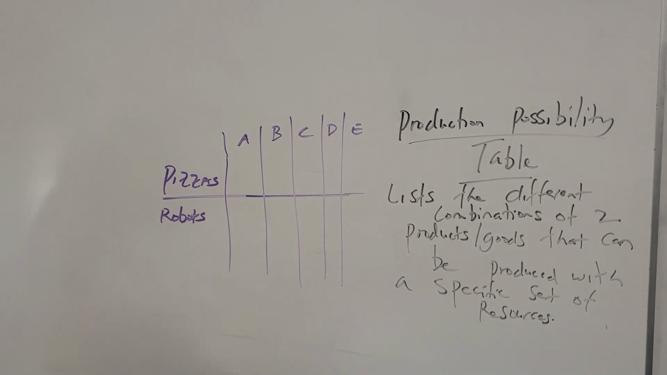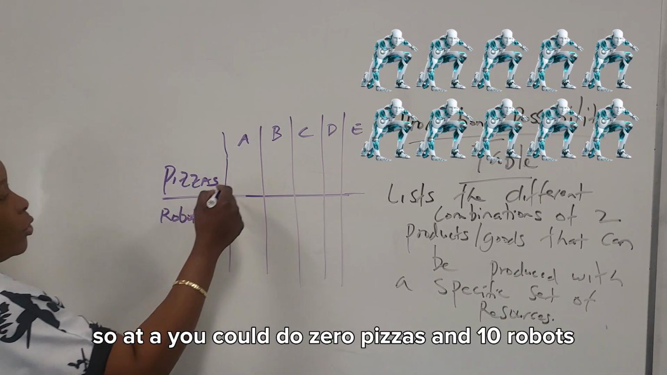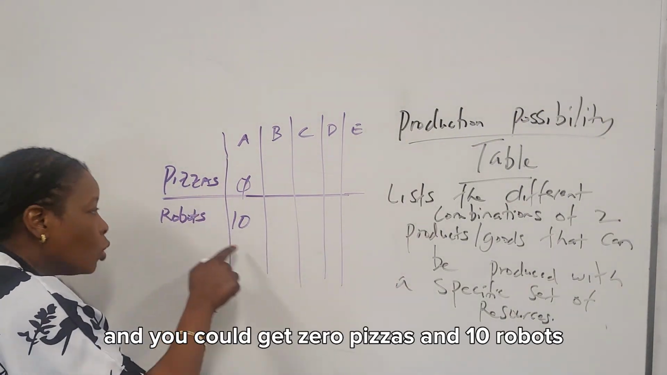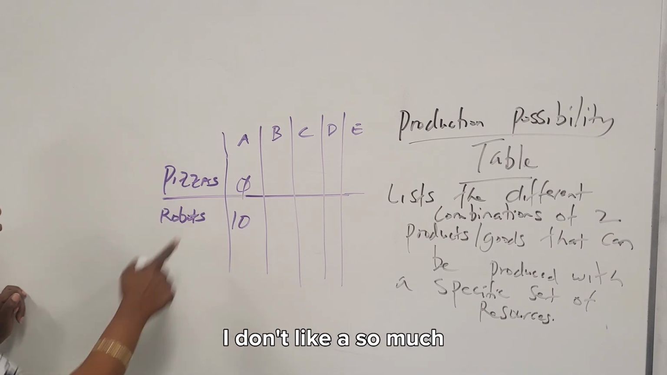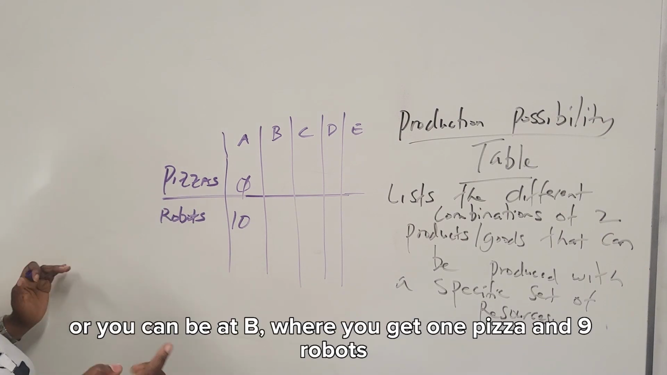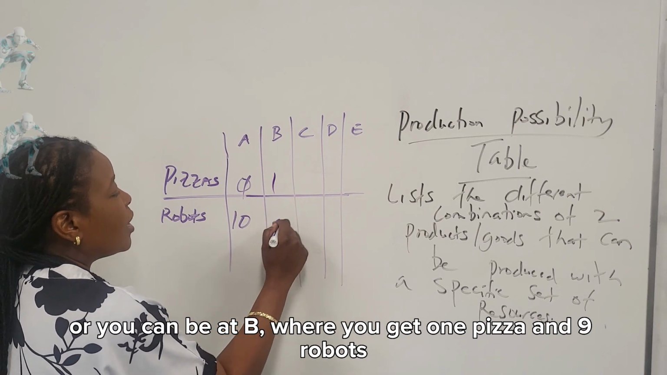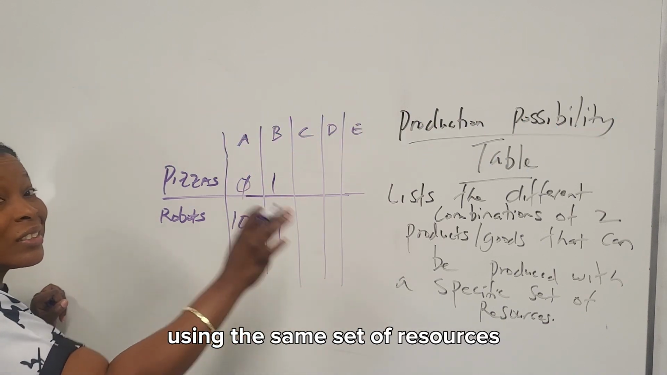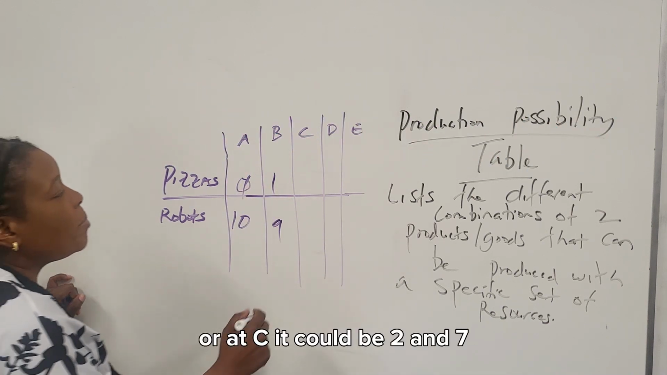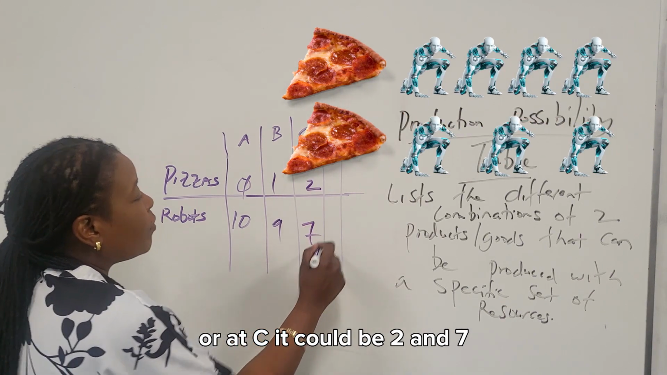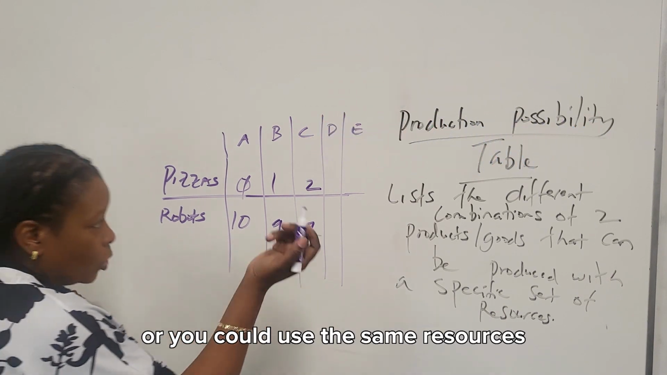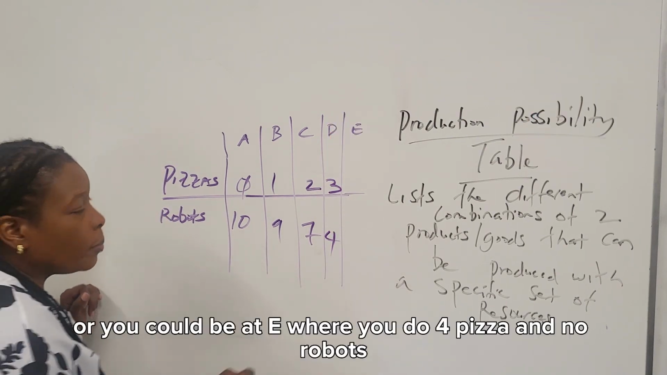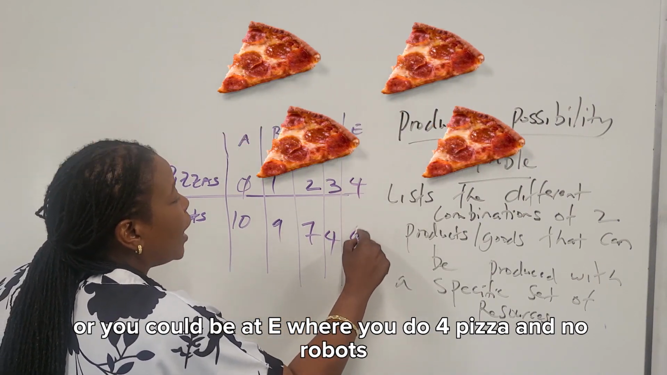Those are the combinations. So at A, you could use your resources and get 0 pizzas and 10 robots. I don't like A so much, there are no pizzas. Or you could be at B, where you get 1 pizza and 9 robots. You see what I'm doing? I'm looking at the combinations using the same set of resources. Or at C, it could be 2 and 7. Or you could use the same resources and it could be 3 and 4. Or it could be at E where you do 4 pizzas and no robots.